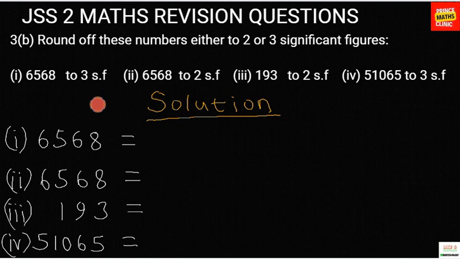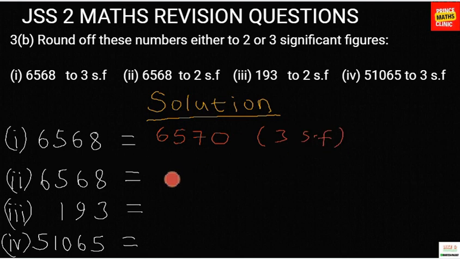Good. So 3 significant figures, let's count. 6 is the first significant, 5 is the second, the third is 6. So you consider the number after 6, which is 8. Since 8 is more than 4, we round it up to 1. We add it to 6. So our number here becomes 6, 5, then 7. Then this has automatically changed to 0. Please put it so that your place value for this digit will remain the same. So this is 3 significant figures.